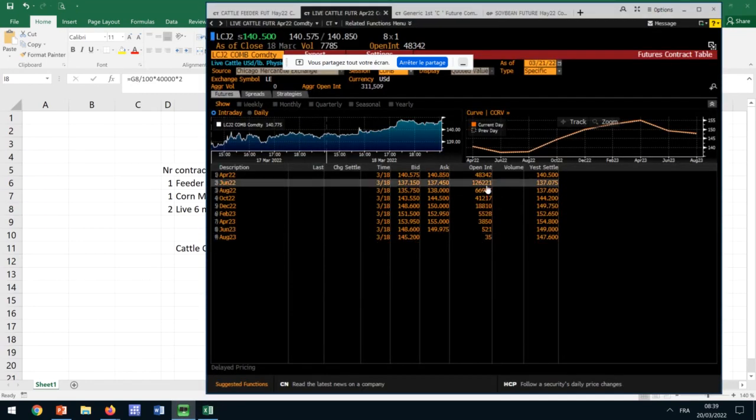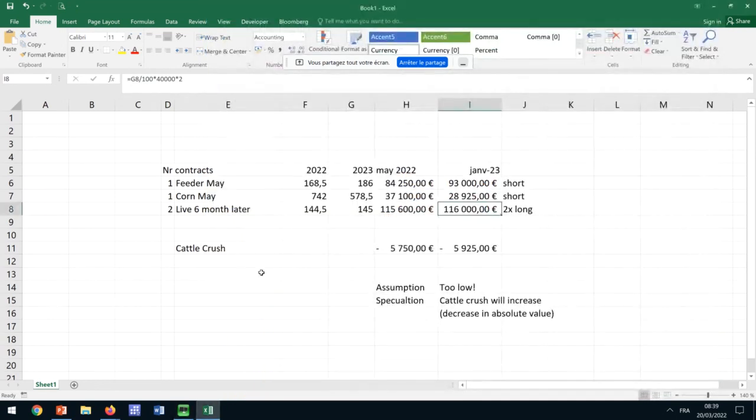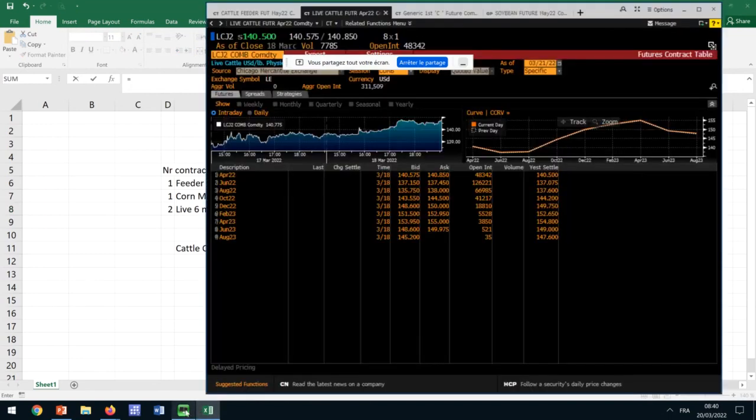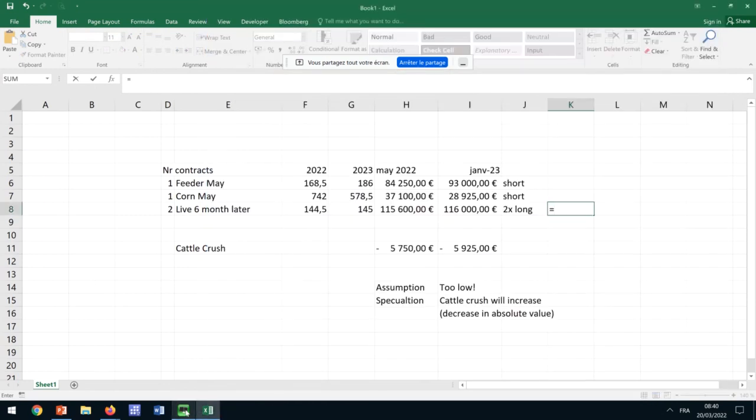So again, if you see here, the June contract, this is what, 126,000 contracts of the live cattle. How many contracts did we have here? 126, let's round, okay, that's the number of contracts.